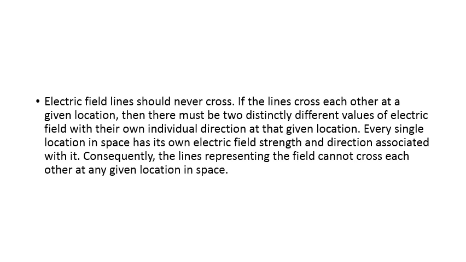Now these field lines never cross each other, and it is also obvious: if two lines cross each other, then this will give you two directions of the field, which is not possible. The electric field always has one direction at one place. So two distinct values of electric field are not possible. That is why we should always know that electric field lines never cross each other. Every single location in space has its own electric field strength and direction associated with it. Consequently, the lines representing the field cannot cross each other.